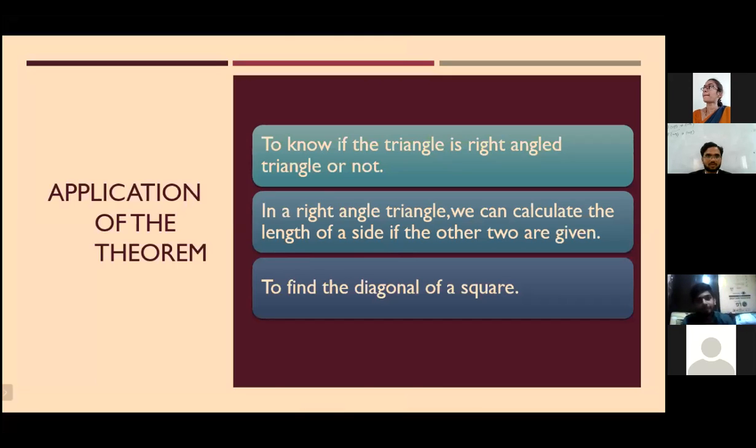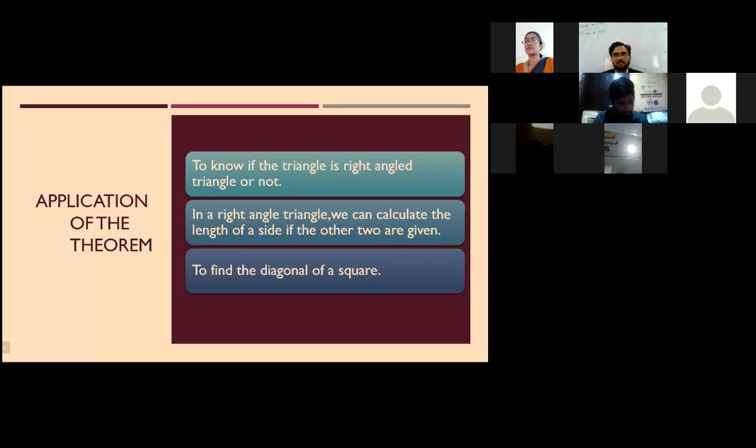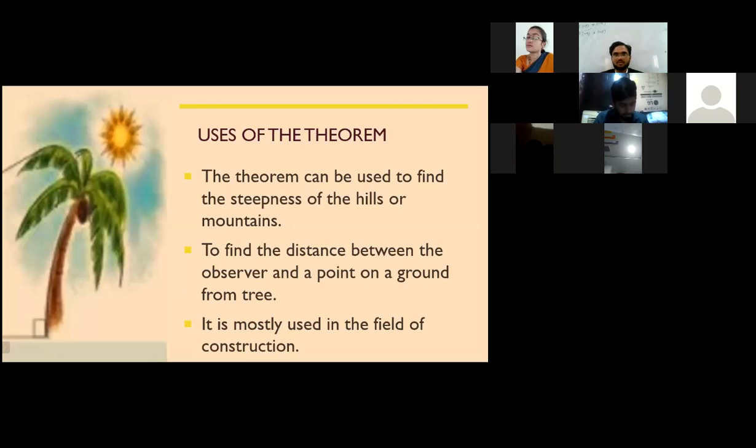Third, to find the diagonal of a square. So how can we find a diagonal in a square? As we all know, in a square, each angle is equal to 90 degrees, and when a diagonal is drawn, the square will be divided into two halves, and we can easily find the third side if any two sides are given.